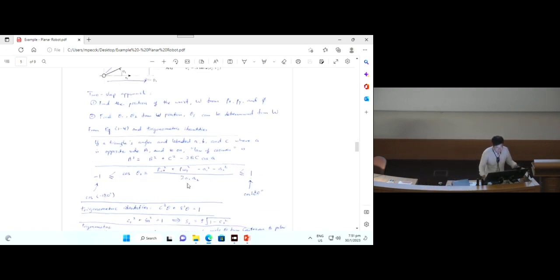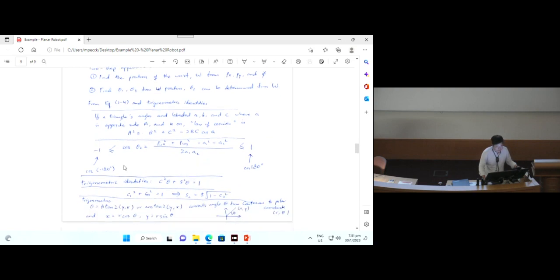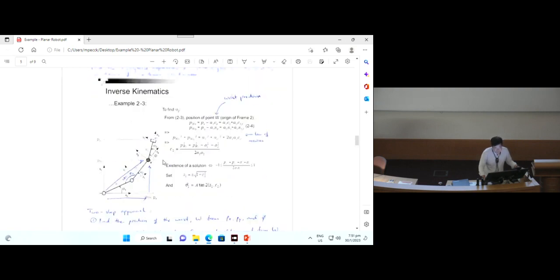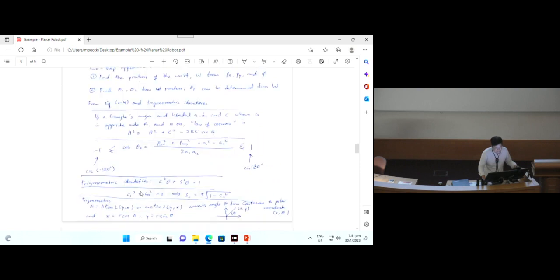And then you have a set of trigonometry. The value will be from minus 1 to 1, because minus 1 will be cosine of minus 180 degrees, and 1 will be cosine of 180 degrees. Depending on your robot limit, you may not reach minus 180 degrees and 180 degrees. So you need to know the limit of your robot.